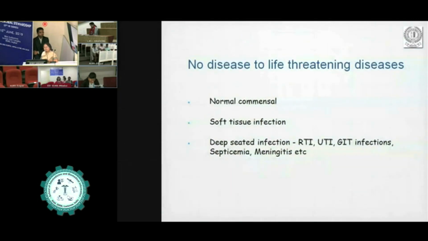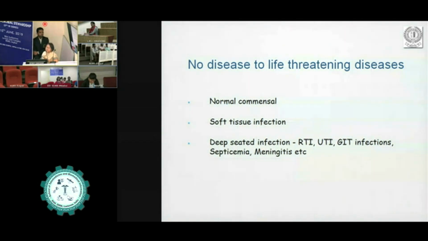So basically speaking, these microbes, on the one hand, are helpful. They are part of the good immune system in our body. Whereas at the other far end of the spectrum, they are responsible for causing invasive diseases.